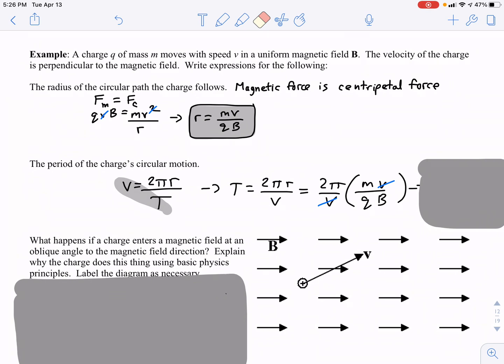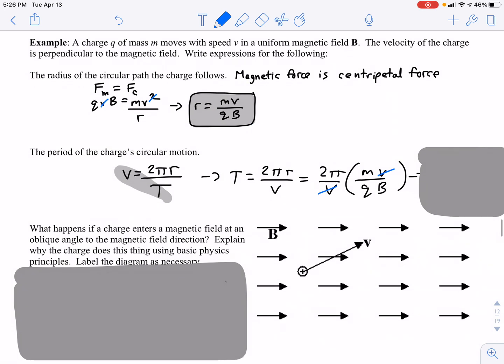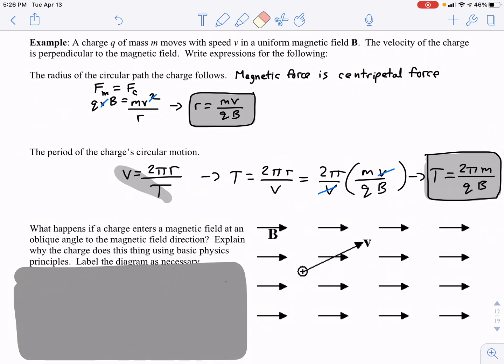Well, we can replace r with the value right here of mv over qB, and you can see one of the factors of v cancels on both sides, leaving us with the period is equal to 2 pi times the mass over qB.